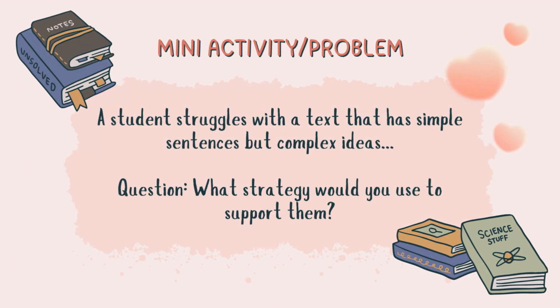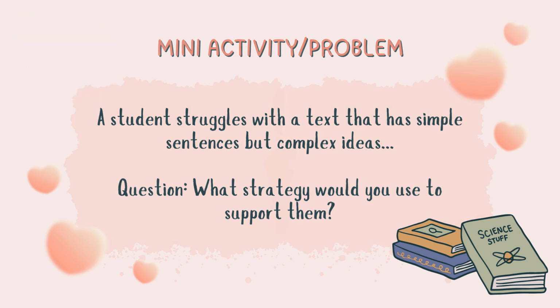Let's look at this scenario. A student is struggling with a text that has simple sentences but complex ideas. So I'm thinking the issue isn't quantitative, it's probably qualitative complexity, meaning the ideas are difficult for them to understand. To support the student, I would model my thinking by pausing and saying something like, "This part seems important because it shows how the character is failing." I'd also ask guiding questions like, "What do you think is happening here?" to help them make meaning. So instead of focusing on decoding, I'd focus on understanding through modeling and discussion. What strategy would you choose?